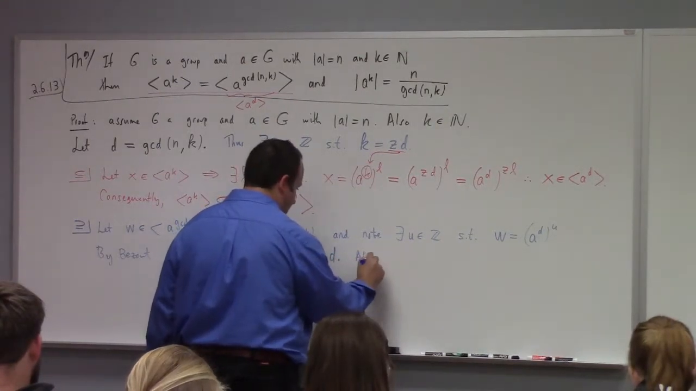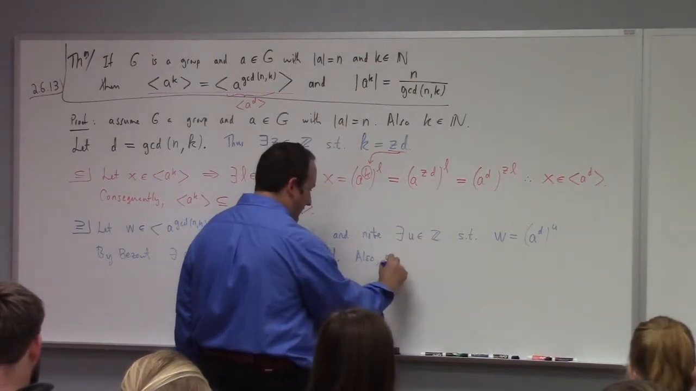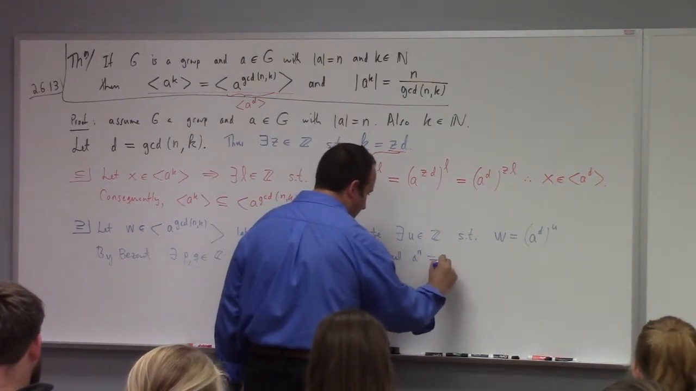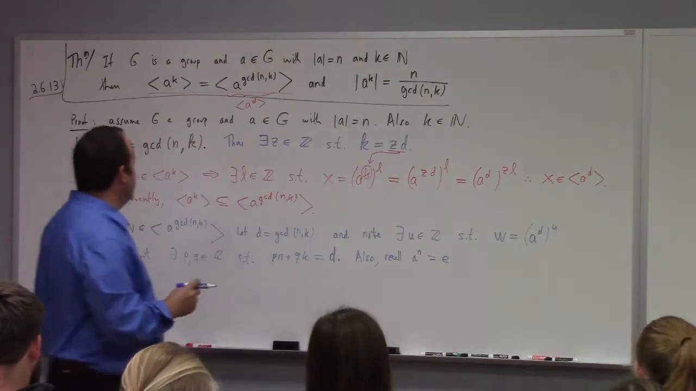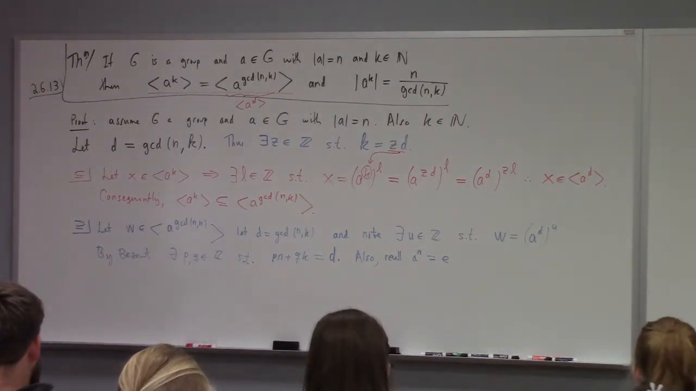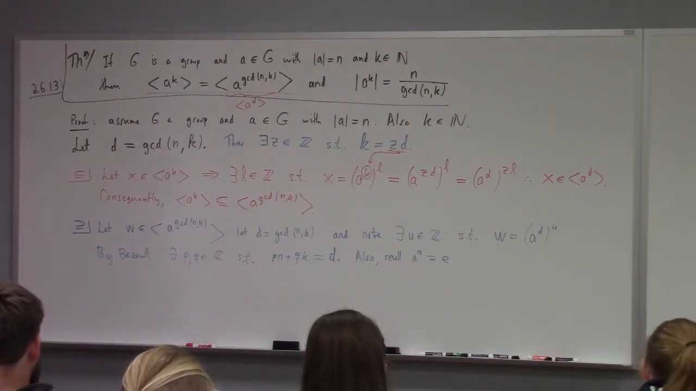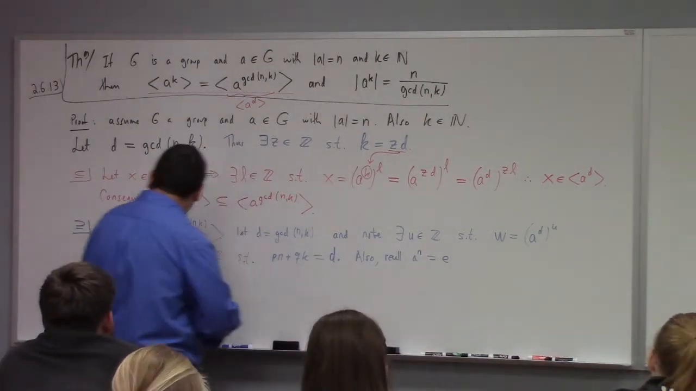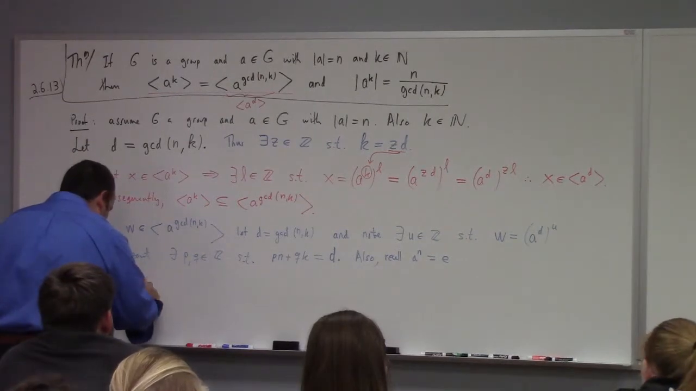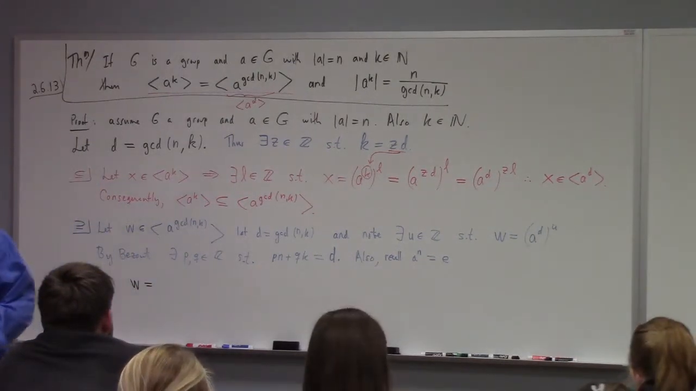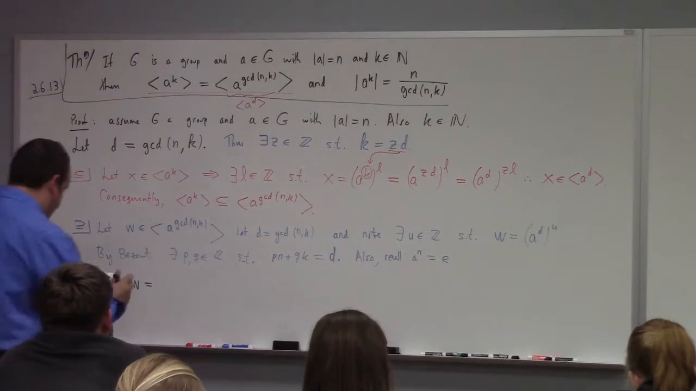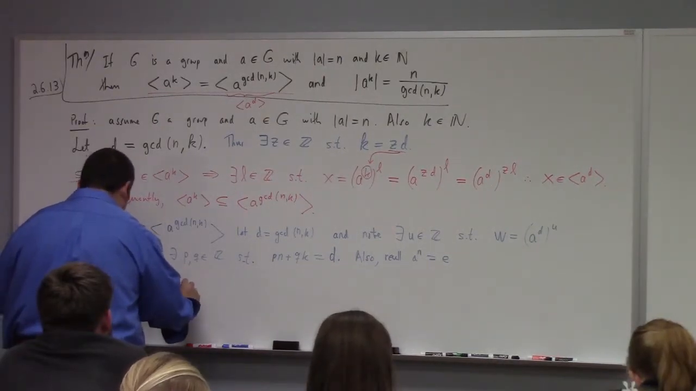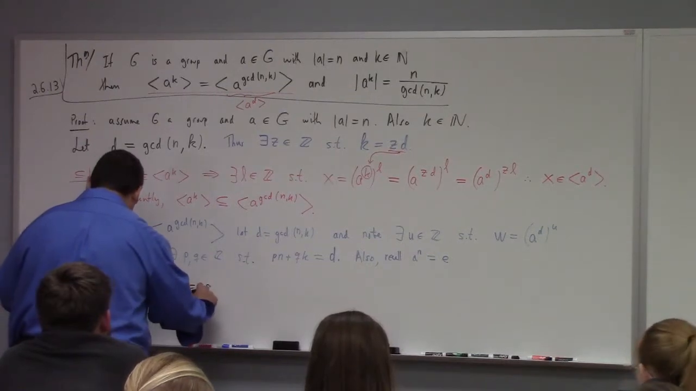Also, before I write the next string of inequalities, recall what's a to the power n? It's e. We're assuming that, right? So that gives us the following string of equalities, which I'll write down next. So W equals a to the D U, right? Which is equal to a to the what?